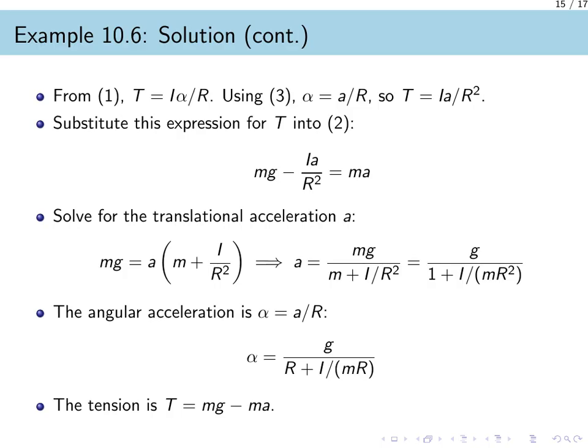Notice that because the denominator is greater than 1, the acceleration is less than g. This is because some of the gravitational potential energy must be converted into rotational kinetic energy for the wheel, leaving less energy to accelerate the mass downward.